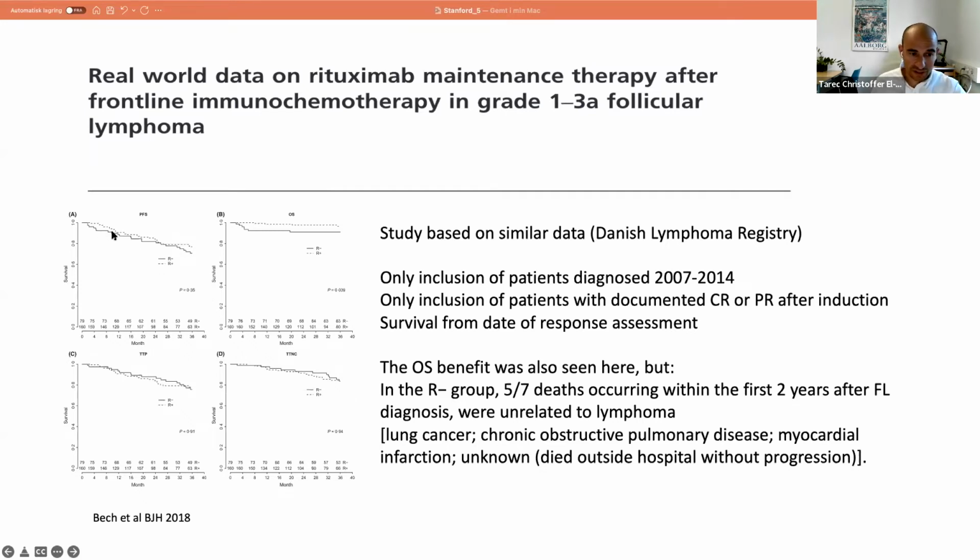And when you look here, we had a lot less patients, but the PFS difference is not significant, but maybe you can say that the PFS is at least a trend to being better with maintenance. But when you look at the overall survival, this is actually just significant. So you have a better overall survival when you get maintenance treatment. But when we looked at the reasons for death in the patients that didn't receive rituximab maintenance, these were very non-lymphoma related. There were 5 of 7 deaths that occurred within the first 2 years. They were actually unrelated. This was lung cancer, chronic obstructive pulmonary disease, and other reasons.